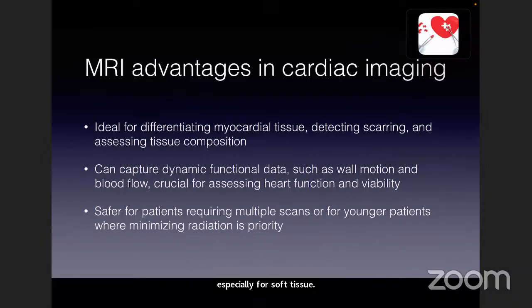It is ideal for differentiating myocardial tissue, detecting scarring, and assessing tissue composition. It can capture dynamic functional data such as wall motion and blood flow, crucial for assessing heart function and viability. It is safer for patients requiring multiple scans or for younger patients where minimized radiation is a priority.